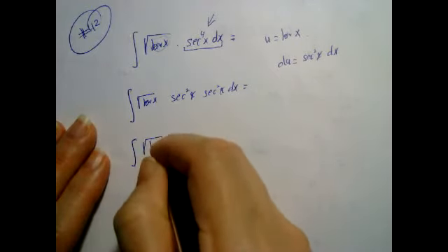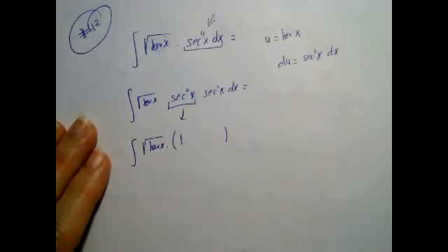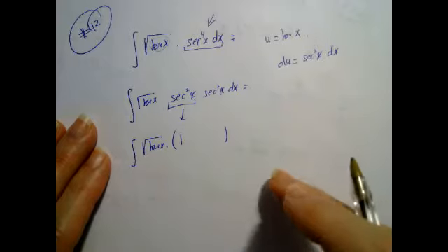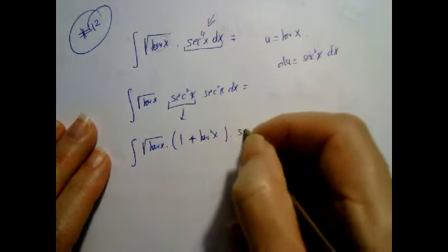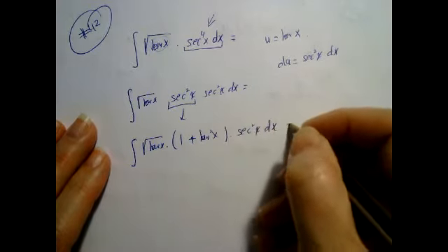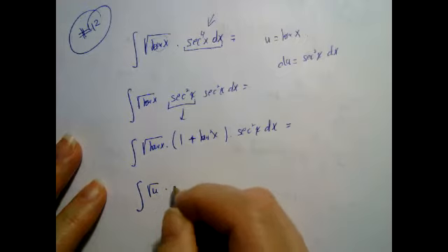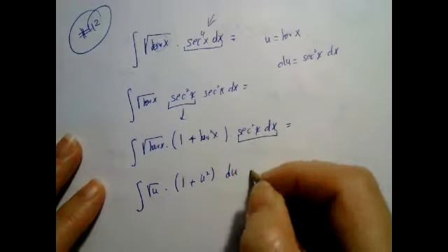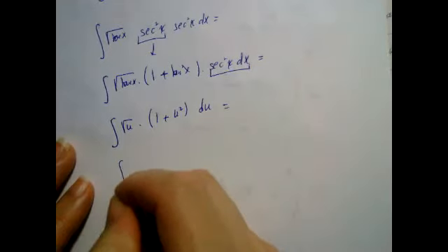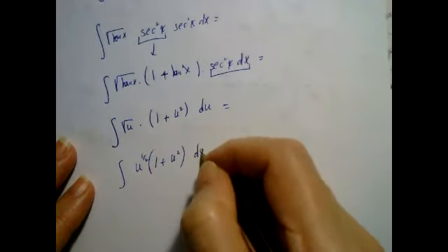So tangent, I know it's going to become my square root of u, but this one is problematic. So it's going to be 1, secant square is 1 plus tangent square, times secant square x dx. And now I am prepared to substitute. Square root of u, 1 plus u squared, and this is being taken care of by the du. Now we've done a lot like those problems, so it's going to give me u to the half, 1 plus u squared du.